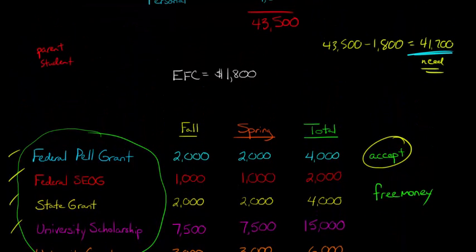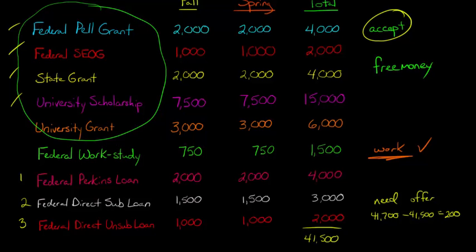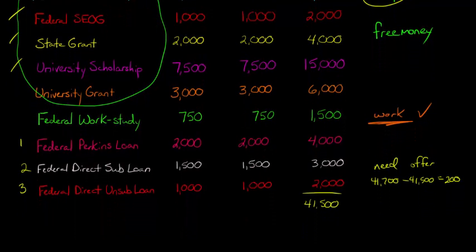Now, bear in mind that this aid offer might not equal what your need was. Remember, we said that the need was $41,700. So if you add up what you're being offered here, it actually comes to $41,500. So if you subtract that, you get $200 left over. That means that even after accounting for your $1,800 of expected family contribution, there's still $200 left over that hasn't been covered by the aid. Now that's what you call unmet need.